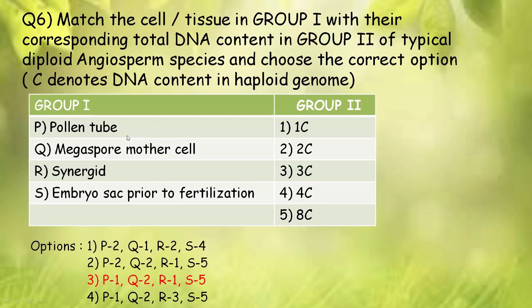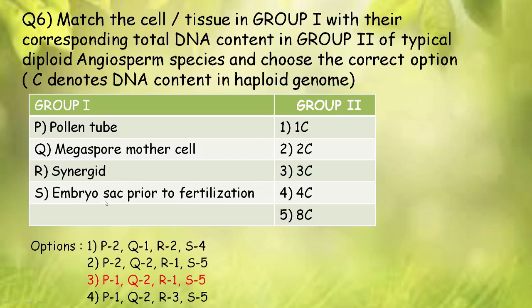Here the pollen tube, as we know, is haploid, so it has the 1C content, haploid genome. And the megaspore mother cell is the diploid cell which gives rise to the female gametophyte. So it is before meiosis, so it should be 2C. So here the correct option is option number 3, that is P1, Q2, and the synergids are also haploid cells which show the 1C content haploid genome.